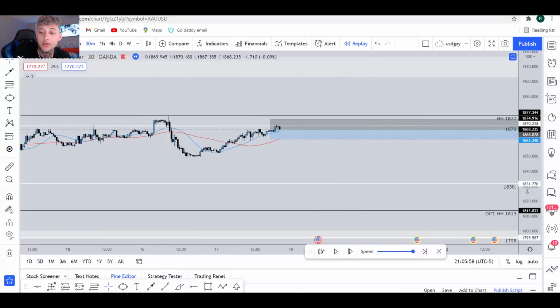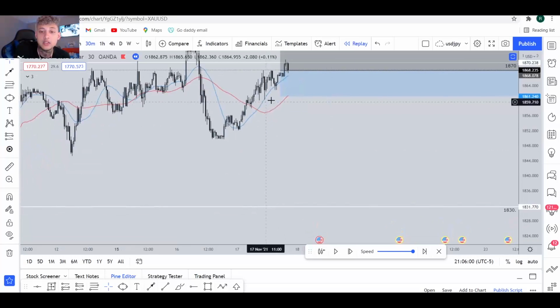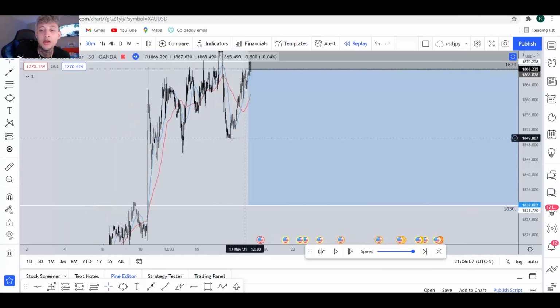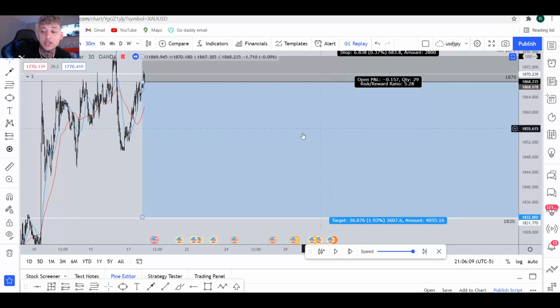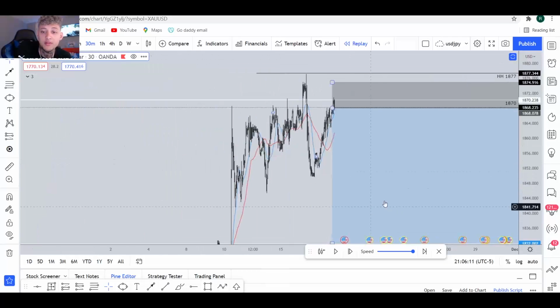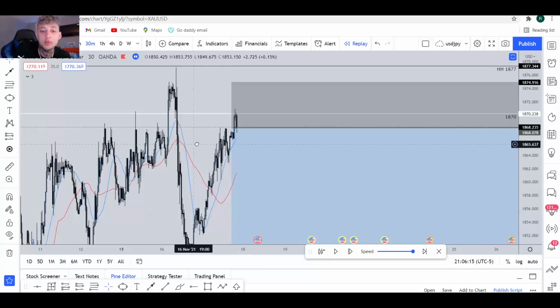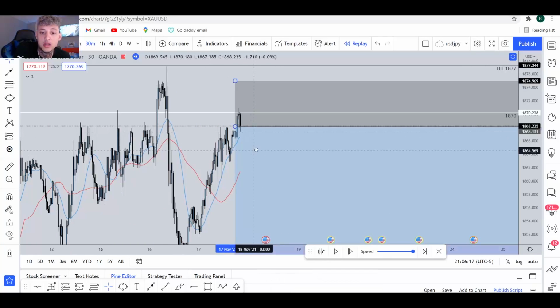So let's go back into the 30-minute time frame. And again, my stop loss is going to be above 1870, and my take profit is going to be 1830, giving me about 5 times my risk. So now we have a grade B, we have a trade B setup, right? This is the first entry.